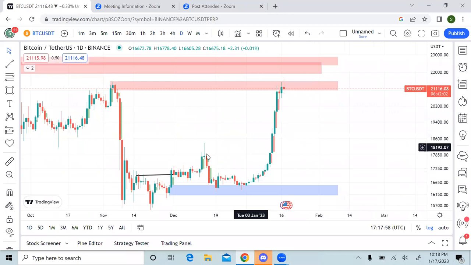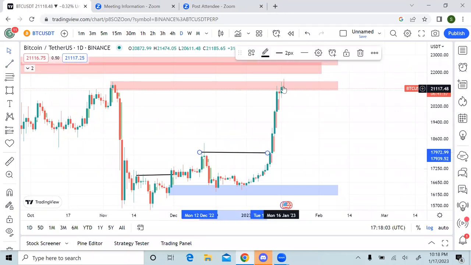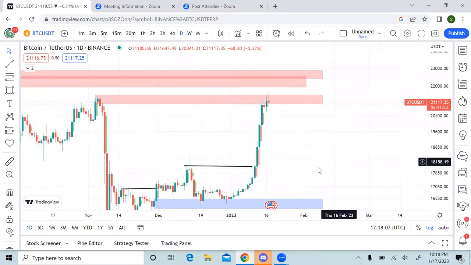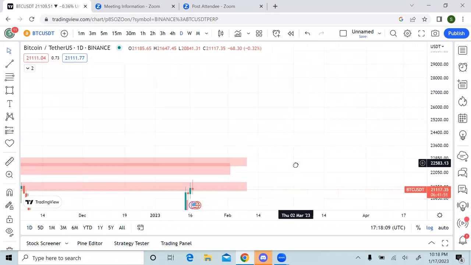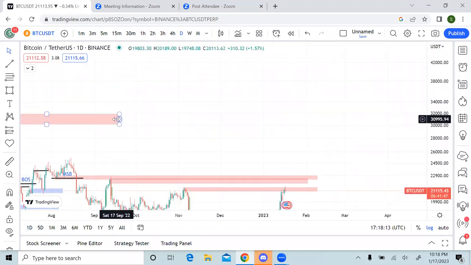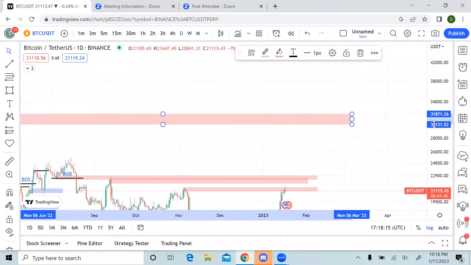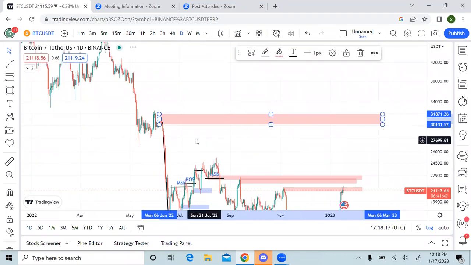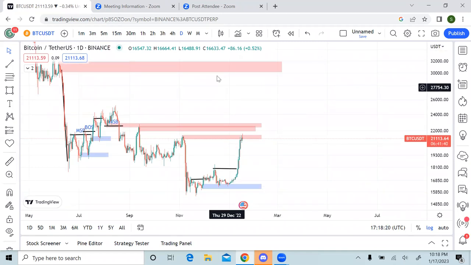So MSB here, there is BOS. It shows you continuation. Pull back here, again we will discuss that before. Again up, again BOS, down, BOS. On every dip, buy until these levels. These 30, 31 levels are a lower high, simply on the higher time frame.